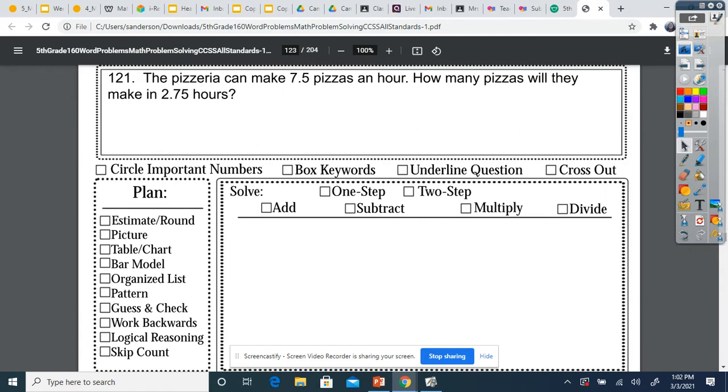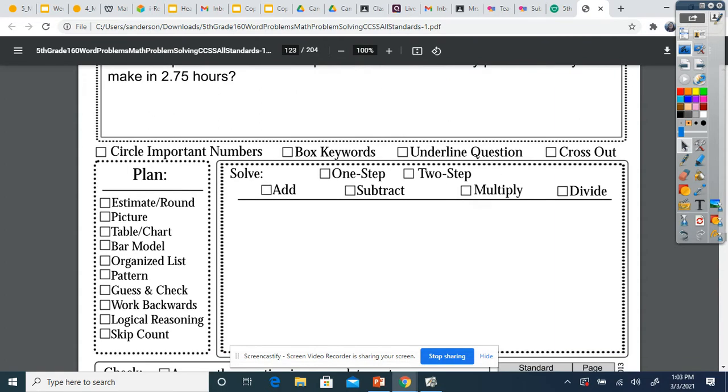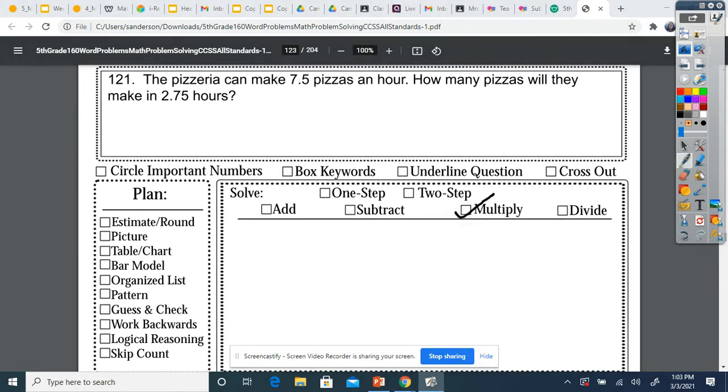All right, this one says the pizzeria can make 7.5 pizzas an hour. So every hour they're making 7.5 pizzas. So how many pizzas will they make in 2.75 hours? So we want to figure out if they can make 7.5 in 1 hour, how many can they make in 2.75 hours? This means we are going to have to multiply.